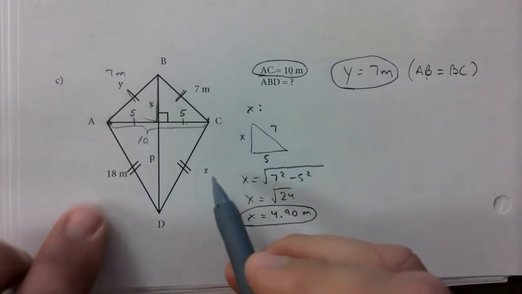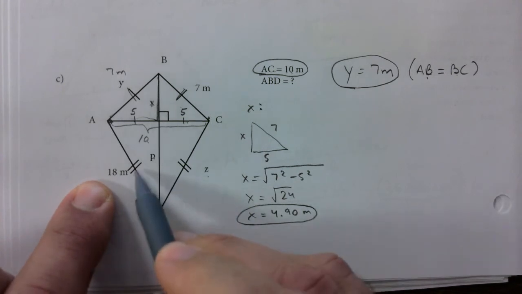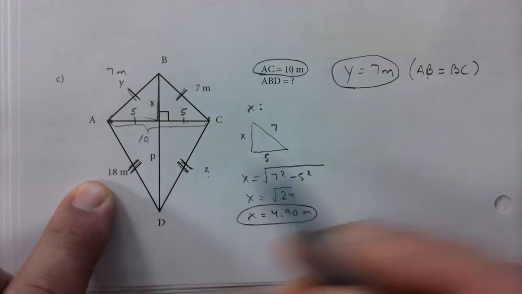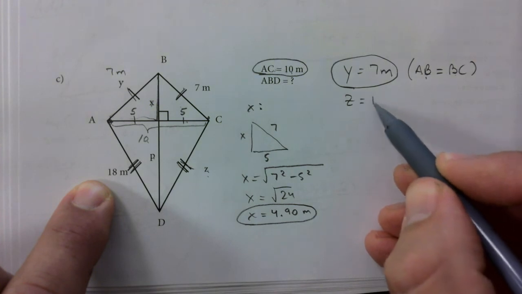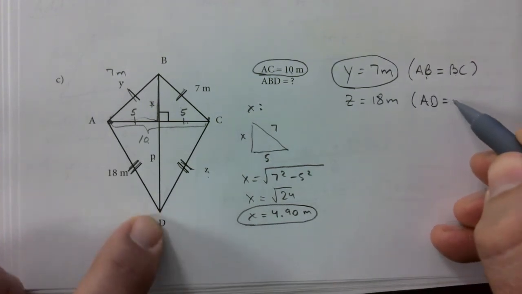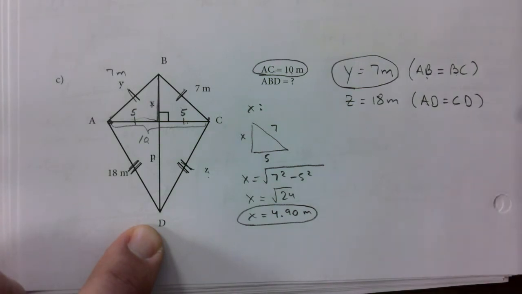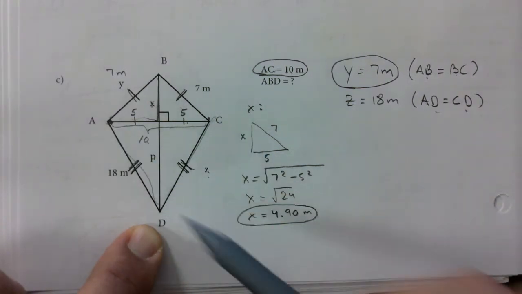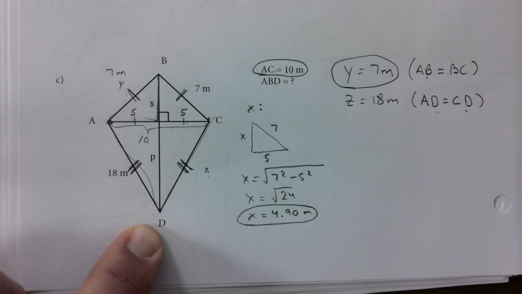Well, z is easy too, right? If this is the same, then over here I can conclude that z is 18 meters. And the reason is that AD is the same as CD, right? These stretches are the same. Done. Z is done. Y, Z, they were very easy.